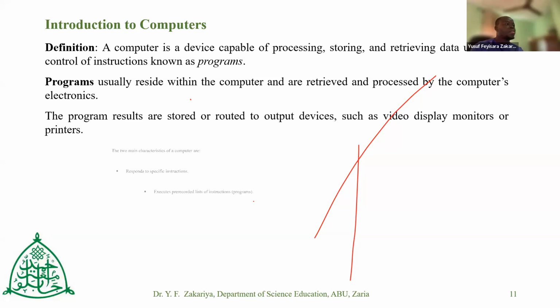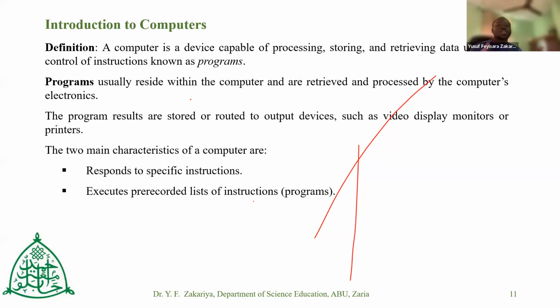And when we talk about computers, basically, its characteristics can be grouped into two. We are going to explore these characteristics later on. So the first group being that a computer responds to specific what? Instructions. And these specific instructions are the programs. And apart from responding to these instructions, they also execute a recorded list of instructions. Okay, so these are the basic groups or categories of computer.